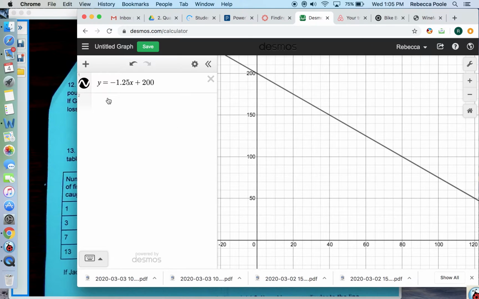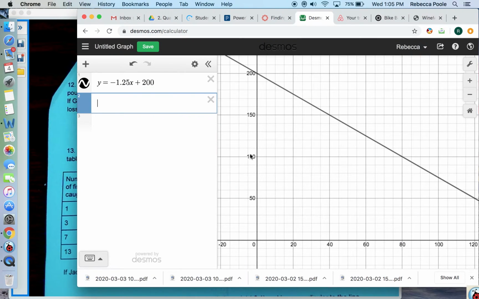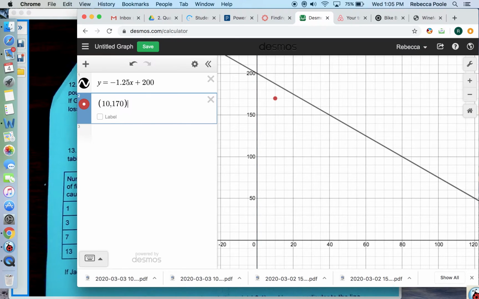Okay. Then the next thing I'm going to type in is this ordered pair. So the X is 10 and the Y is 170. So 10, 170. All right, so this line right here, this black line, is the line that represents George's weight loss. And this red point is where he weighed in at 10 weeks and was 170 pounds.